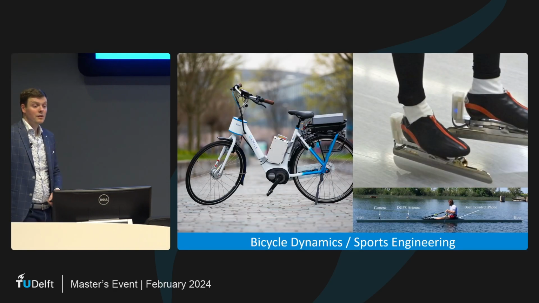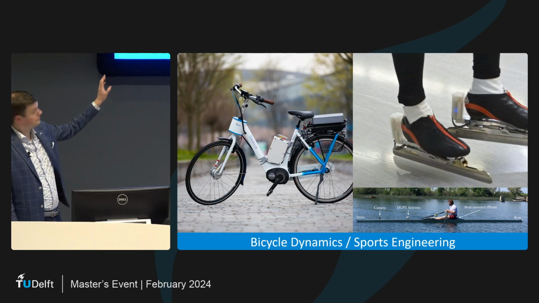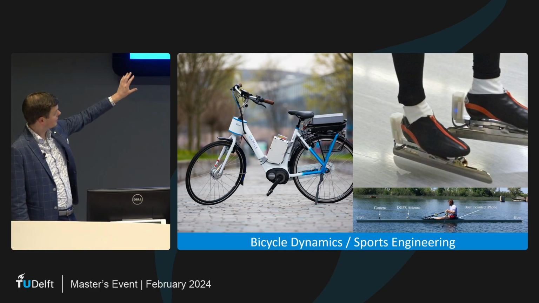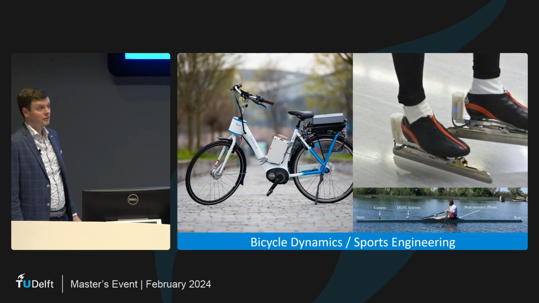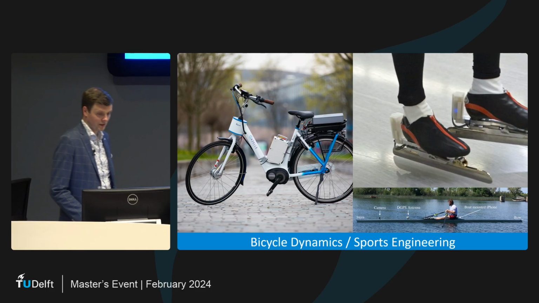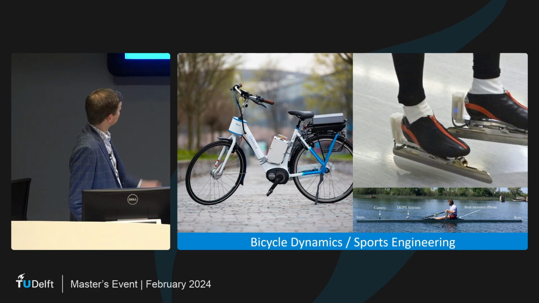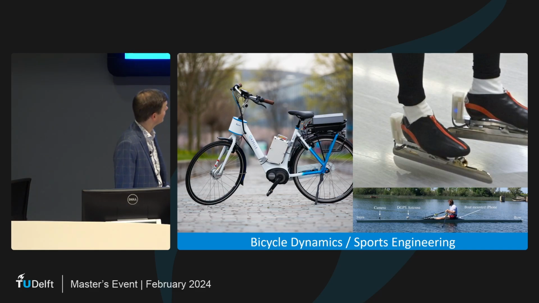Other research topics that we have: we have an entire research line about bicycles. Very important, of course, especially in the Netherlands. And one of the research is now on stabilizing the bicycle and also preventing elderly people from dropping off their e-bike, which happens a lot. And then there is very exciting research on elite sports like ice skating and rowing, but also all kind of other sports.